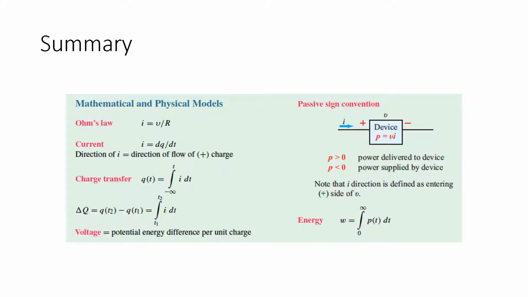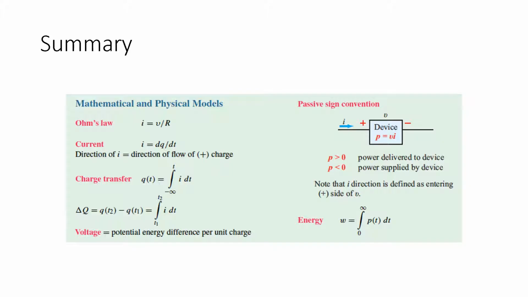For charge transfer, that's the next one that we have. That's saying that charge with respect to time equals the integral from negative infinity to whatever time you're looking at of the current dt. Remember the two graphs from the slides, one of current with respect to time, and one of charge with respect to time, and how they move in opposite ways: as the circuit begins to charge more, less current goes through it. The change in charge, delta Q, is going to equal Q at time 2 minus the charge at time 1. Another way of saying that is the integral from time 1 to time 2 of the current over that given time interval.